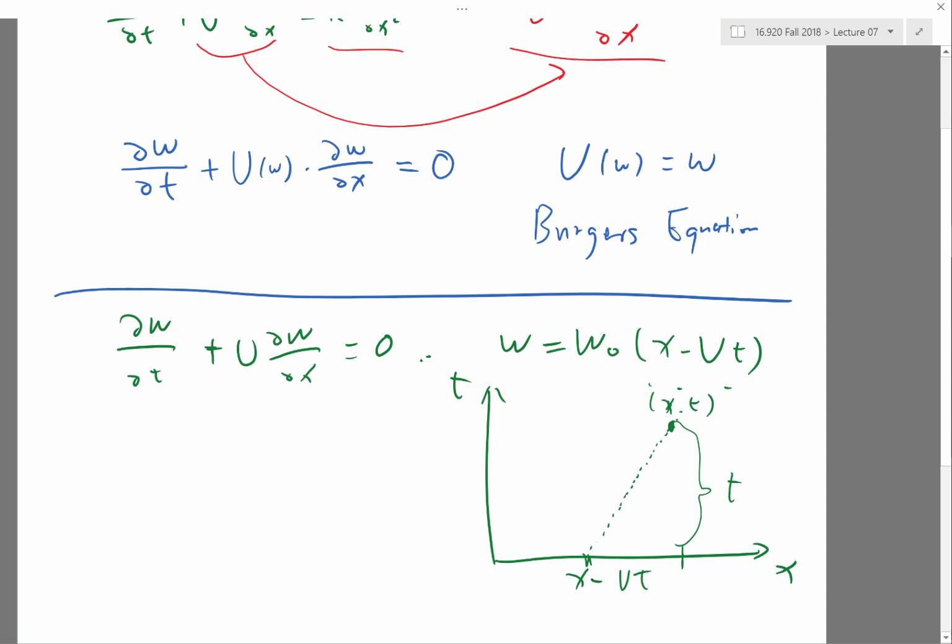Agreed? So the analytical solution of this constant velocity advection equation is actually basically saying that for any point in x and t, I will just backtrace onto the initial condition, onto t equal to 0, and find out what is the initial condition value at that point. So that's it.